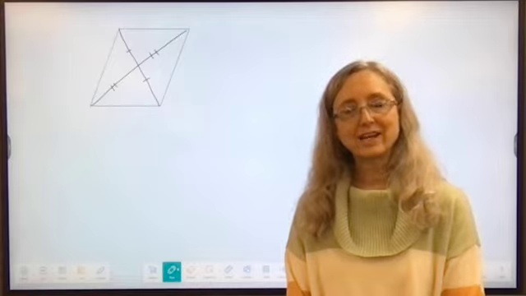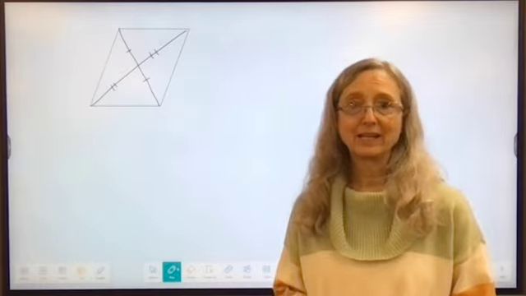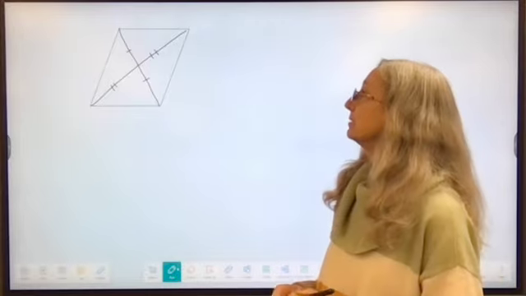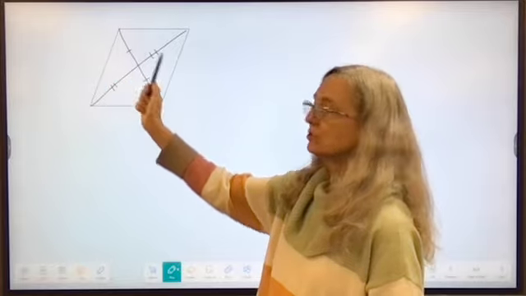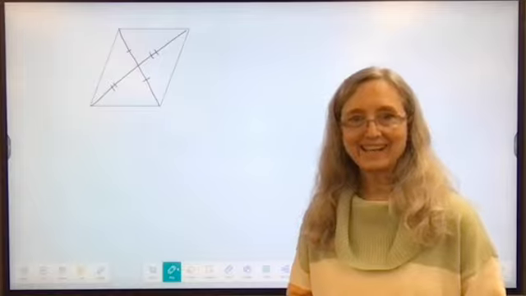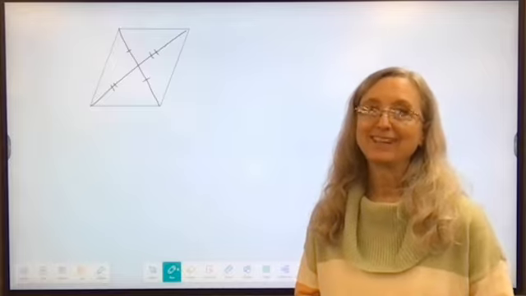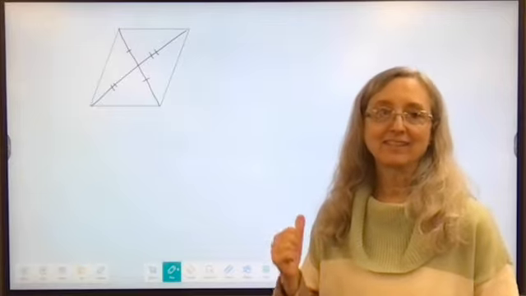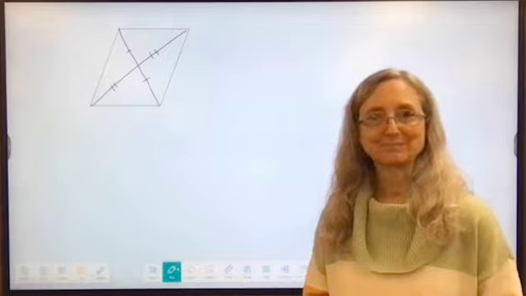Okay, what about with this diagram? Do I have enough information to show that this is a parallelogram? Now I'm dealing with diagonals. Notice these two halves are congruent. These two halves are congruent. Both my diagonals were cut exactly in half, which means they bisected each other. In this case, yes, this is a parallelogram because the diagonals bisected each other.